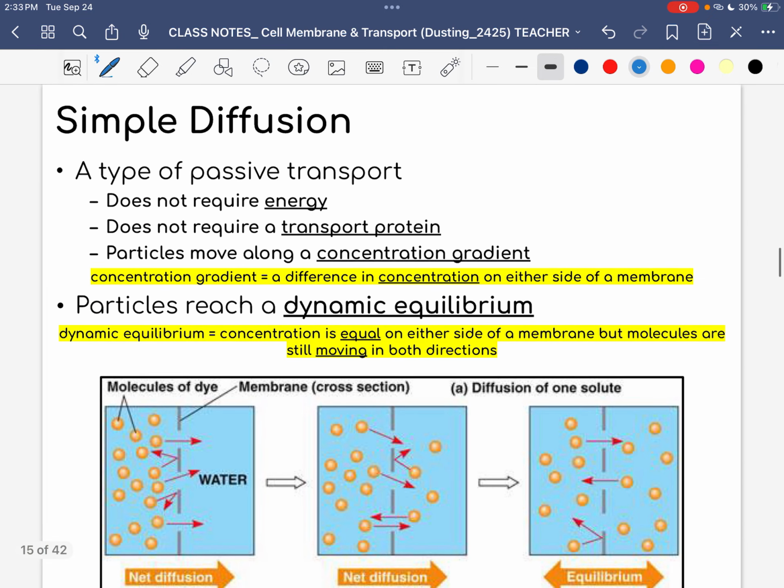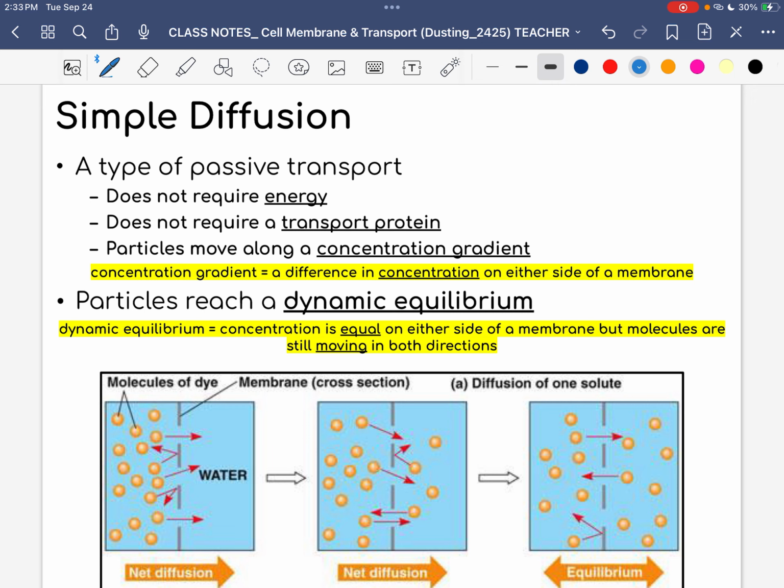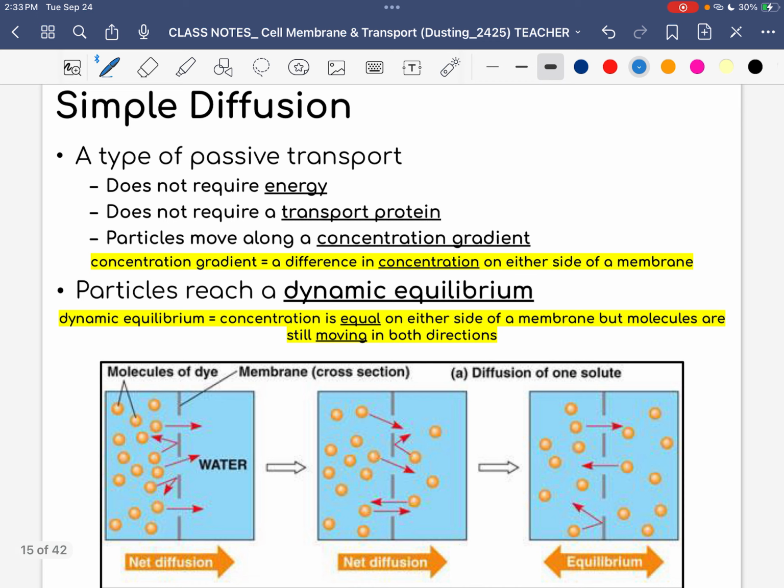Okay, so now that we understand that diffusion is molecules moving from high to low concentration, let's talk a little bit about simple diffusion. So this is a type of passive transport, as we mentioned, and it does not require energy. It does not require any protein to help things move across, and particles move along their concentration gradient. And concentration gradient is one of those key terms that you need to understand. A concentration gradient is a difference in concentration.